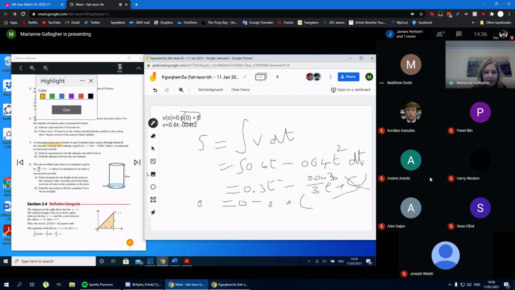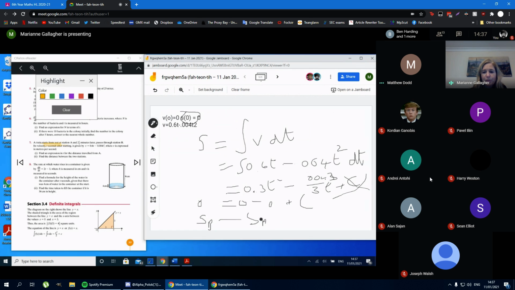And the second part is find the distance between the two stations. The first station is at t0, so you're going to find SA and SB, and the distance between them is SB minus SA. Does that make sense?